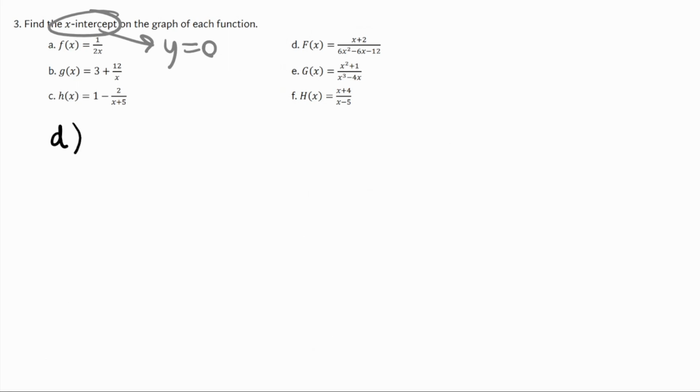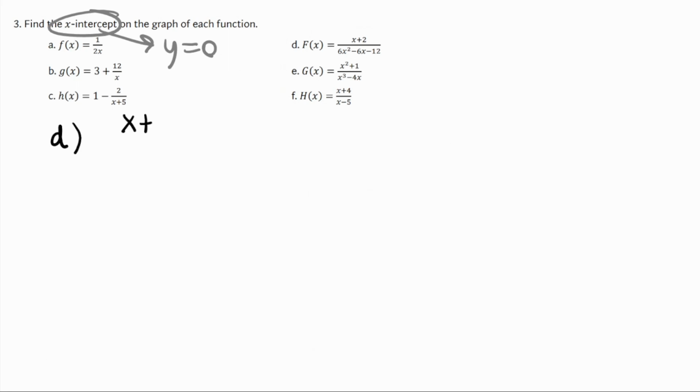Now, I suppose it would be possible for you to get an extraneous solution when solving this type of equation. So you should be double checking and making sure you're not getting an x-intercept that corresponds to a vertical asymptote, but I'd have to really think hard to come up with a problem like that, and I'll just tell you right now, I didn't think that hard.